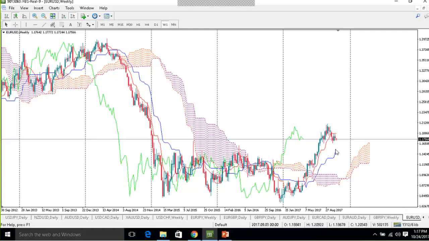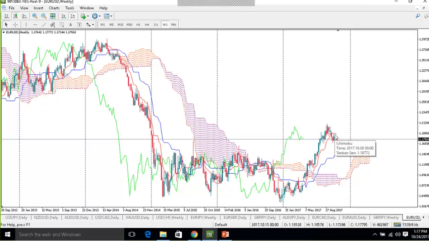These lines are moved forwards by some periods of time. Next lines are the red line and the blue line, and they are basically much the same as the first lines, Senkou Span A and B.